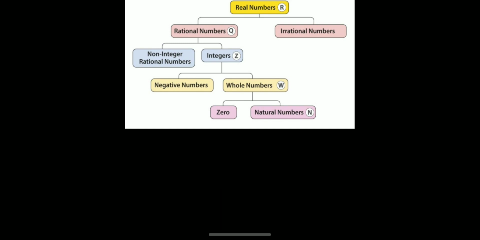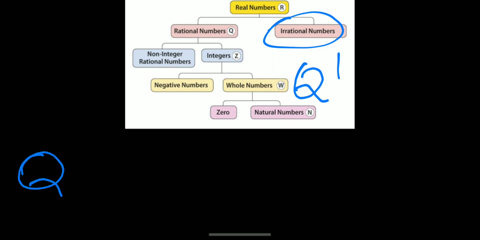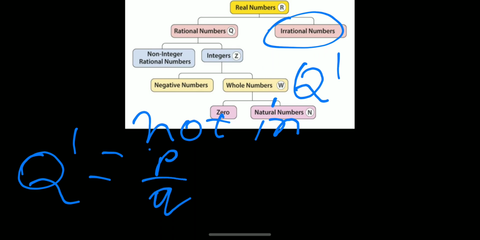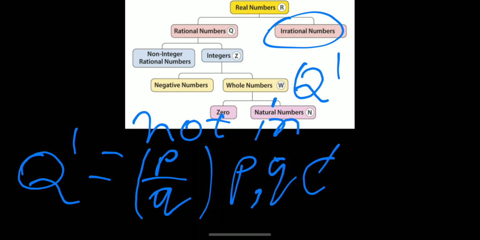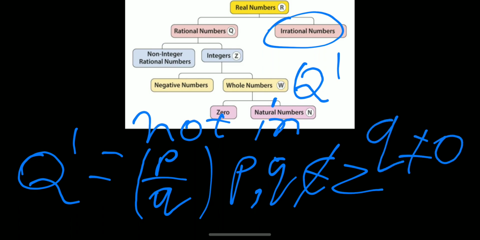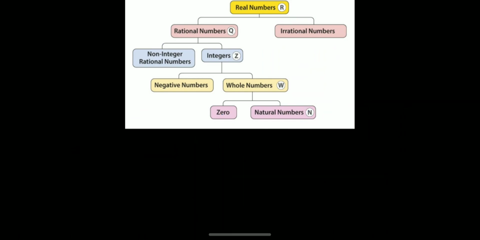Now let's talk about irrational numbers. Irrational numbers are quite the opposite of rational numbers. So irrational numbers are denoted by Q dash. The definition of an irrational number is that it is not in the form of p by q, where p, q do not belong to integers and q is not equal to 0; this law is not followed in this.